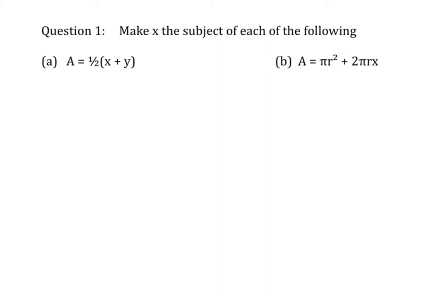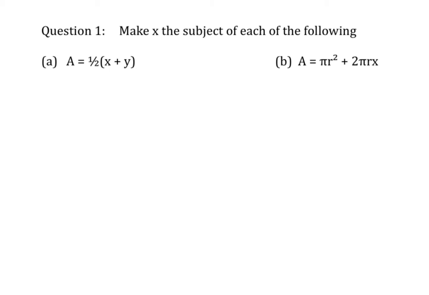The thing you want to be looking at each time, the golden rule, is whatever you do to one side of the equation, you must do to the other. And we want to do things in reverse, really, from what is actually happening in the equation. So here, if you had x, you would add y, and then you would multiply by a half. So we want to do the reverse of that: the opposite of multiplying by a half, and then the opposite of adding y.